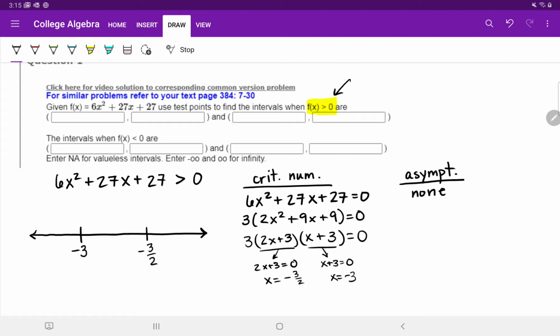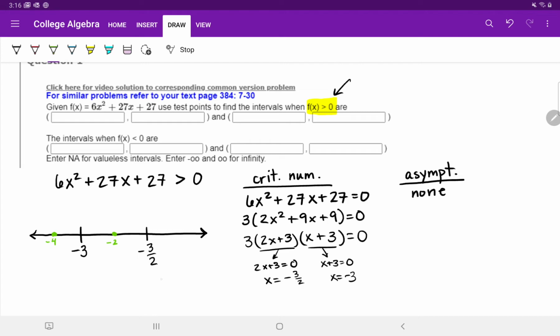What we have to do now for our next step is pick a test point in each interval. So basically, we're just going to pick any number we want that's to the left of negative 3. How about negative 4? Then we're going to pick any number we want in between negative 3 and negative 3 halves. So how about negative 2?